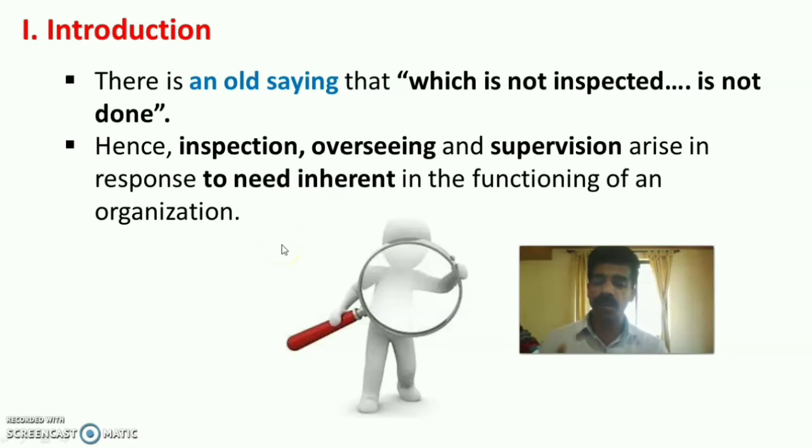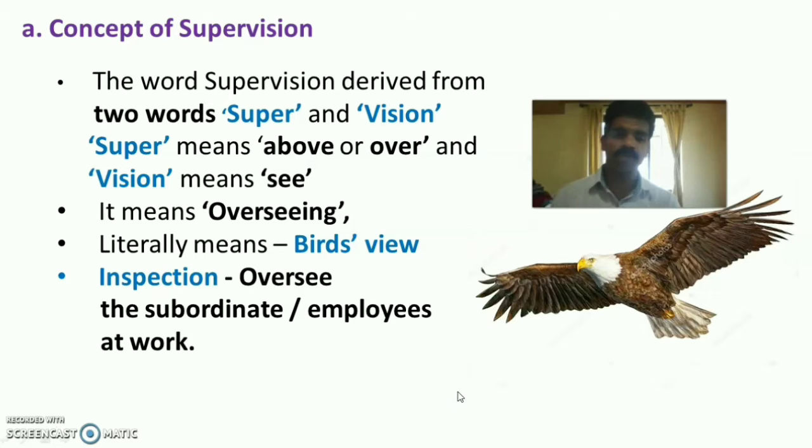Thus any activities of the organization or institution have to be inspected. Hence inspection, overseeing and supervision arise in response to the need inherent in the functioning of an organization, an institution or health infrastructure. So in a health institution, in response to the need to run quality services for the people, the activities of each worker or health personnel have to be inspected, overseen and supervised by the senior person, worker or employee.